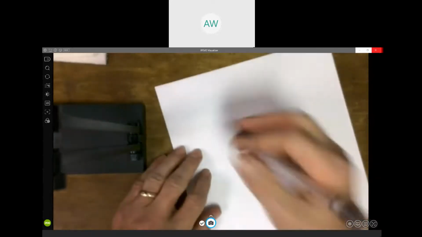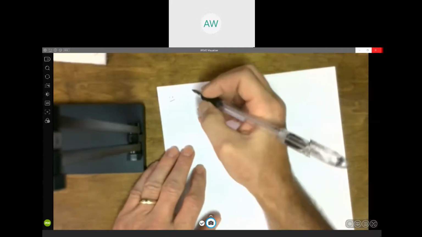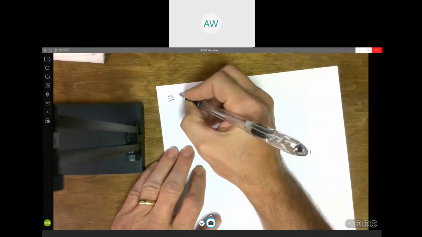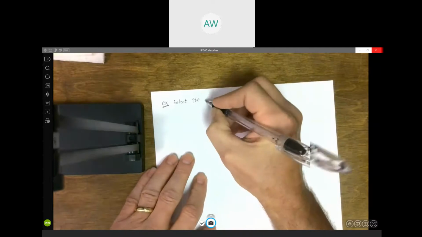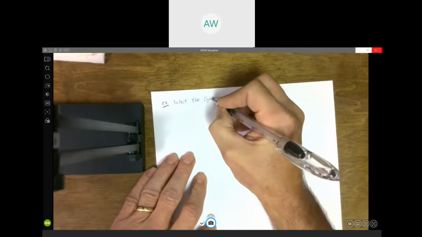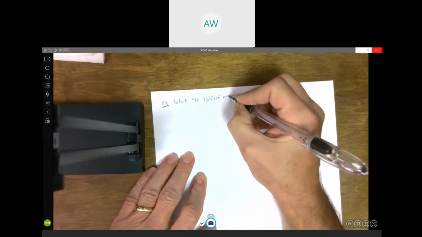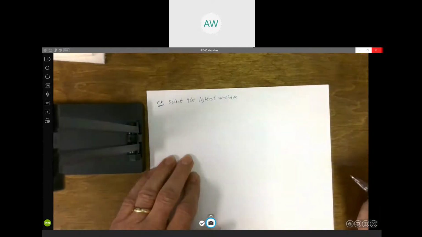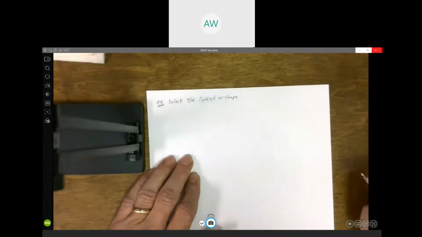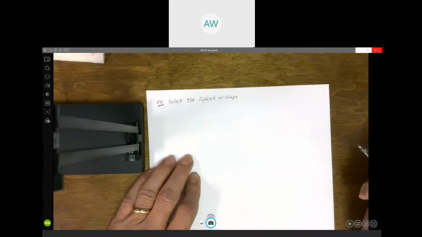Let's see. Here's our example. We're asked to select the lightest W shape. Remember that with these beam designations, the first thing is a letter. The W stood for wide flange I-beams. So that's what we're going to do, is choose one of these wide flanged I-beams, the W-shaped beam.